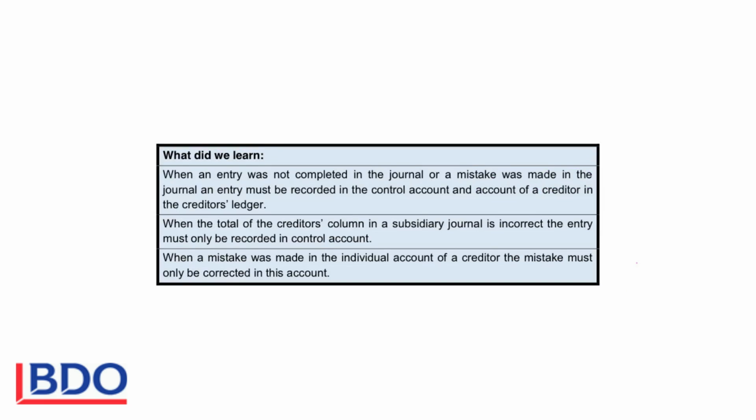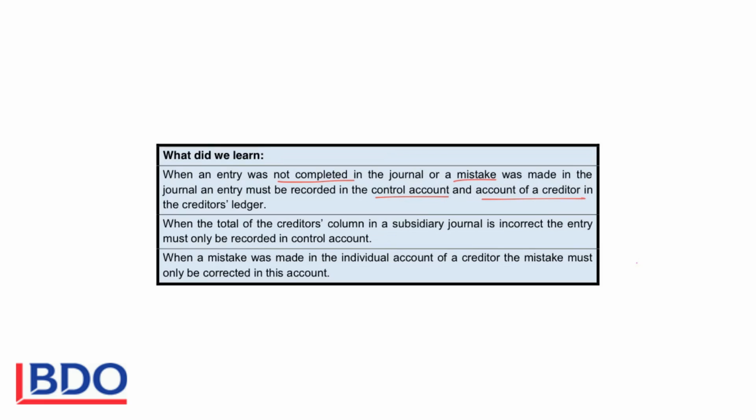What did we learn today? When an entry was not completed in the journal or a mistake was made in the journal, an entry will be recorded in the control account because the total in the journal is incorrect, and it will also be recorded in the account of the creditor because it was not done there because we left it out or made a mistake in the journal.